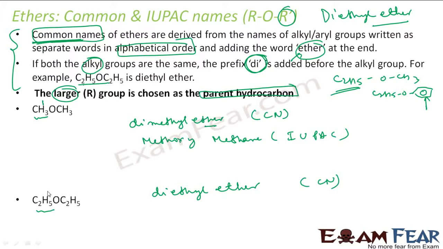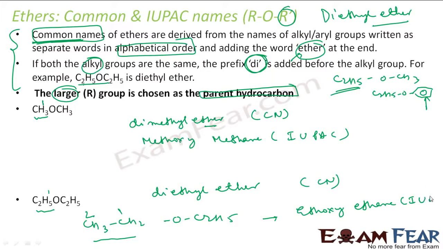If you want to write the IUPAC name, there are 2 carbons here. I can just name it 1, 2 like that. Or let me first draw the structure of these at least. I can assume any of this is primary because those are same. Carbon 1, carbon 2. So at one position I have this whole big thing that is nothing but ethoxy. So the IUPAC name will be ethoxy, and this thing is ethane. So it will be ethoxyethane.